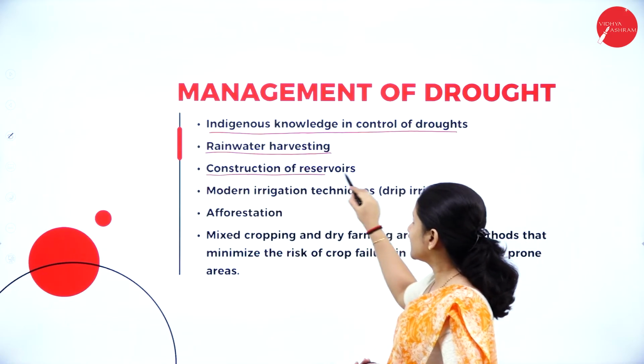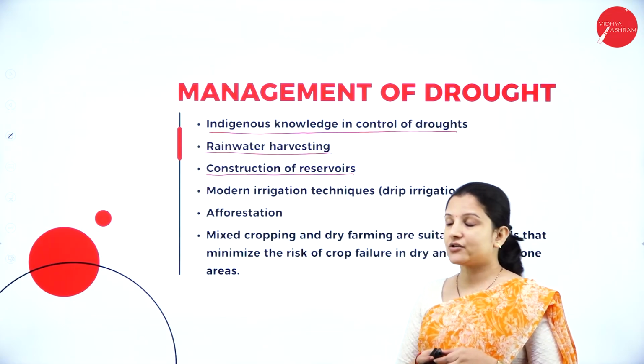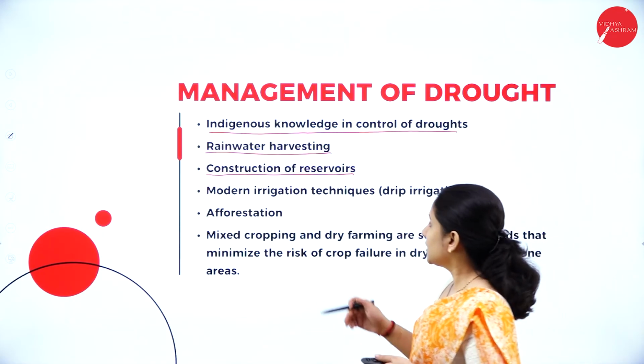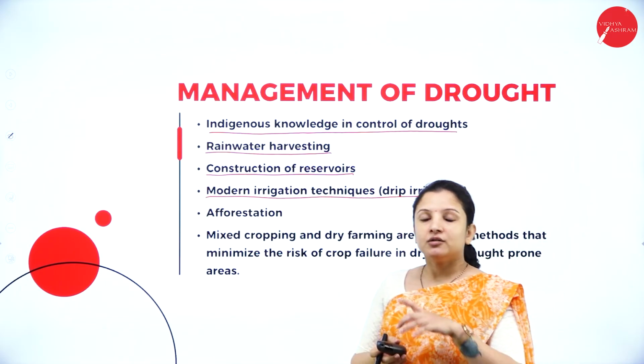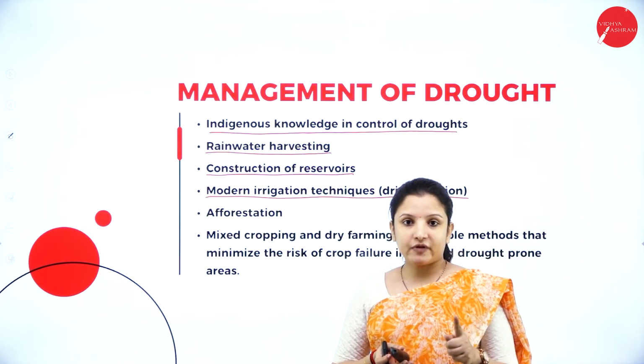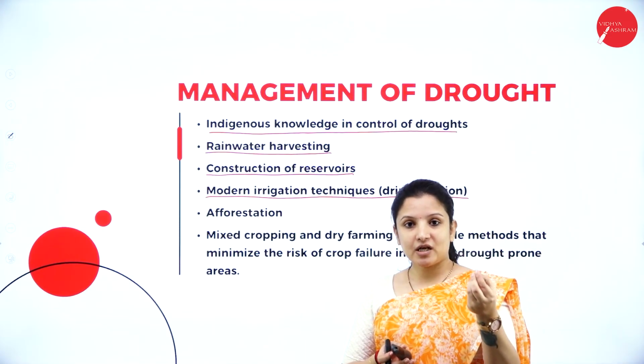By construction of reservoirs such as dams, storage water bodies, etc., droughts can be prevented. Next, by following a modern irrigation technique, that is drip irrigation. We have sprinkler-type irrigation, where most of the time water gets wasted, right? But in drip irrigation, what happens?